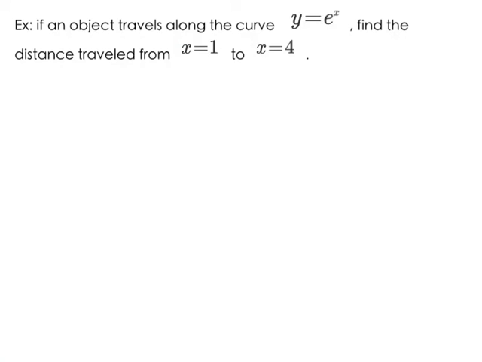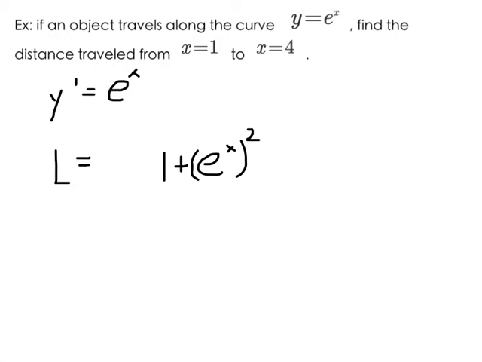Okay, I'm going to start by taking my derivative, and the derivative of e to the x is e to the x. To find my arc length, I'm going to take my derivative, I'm going to square it, I'm going to add 1 to that, I'm going to throw that inside a square root, and I'm going to integrate it. This one's with respect to x, and from 1 to 4.